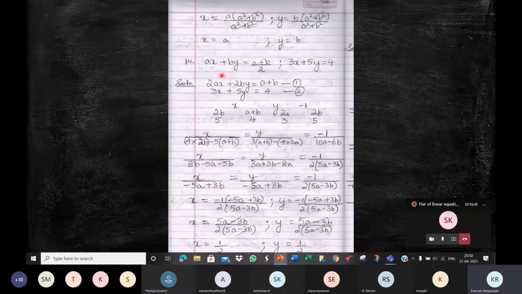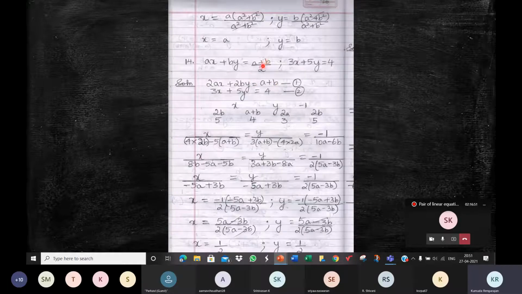So the next one. Again, the coefficient of x is a, the coefficient of y is b, the constant is a plus b by 2. You can go ahead with this equation as it is, but I told you, if you don't want fractions, when you avoid fractions, you can be more careful while calculating. You might go wrong when you're dealing with fractions like this. So I suggest you cross multiply and have the equation in this form.